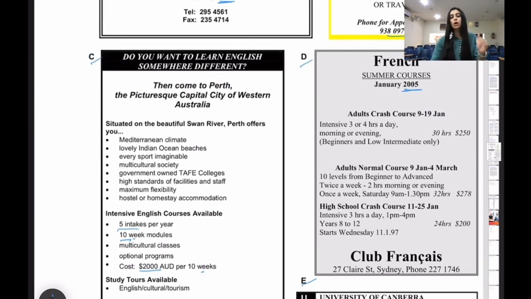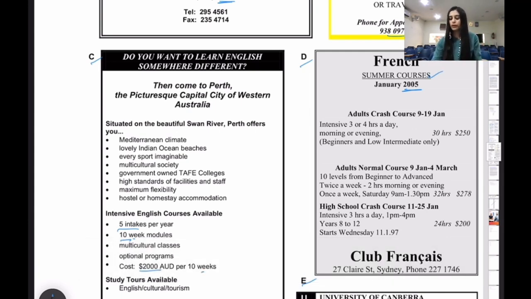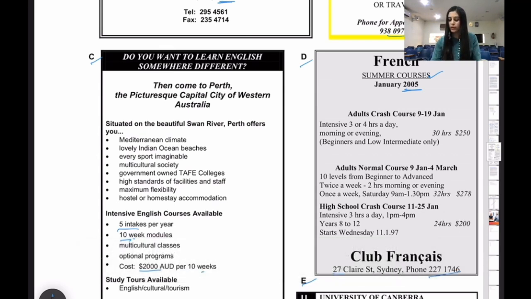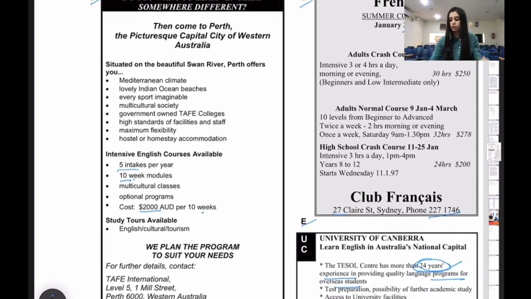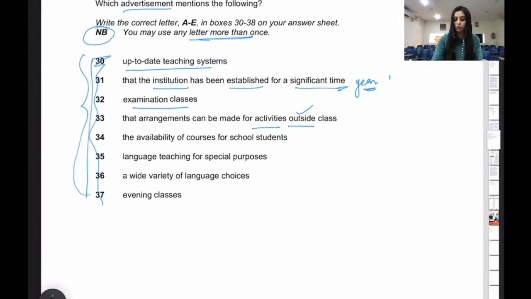Again, here they're talking about 2005, but they're not talking about the establishment. They're just talking about the commencement of the summer courses. When are they starting? From January 2005. Then again, there's no mention of any establishment. This is a phone number, this is the address. So we don't find anything related to the year here. So the only ad that is talking about the years of experience, or how long it has been established, is just the E. So the answer to this would definitely be E, because there's no mention of year anywhere else.